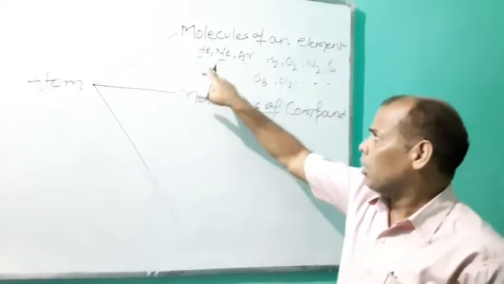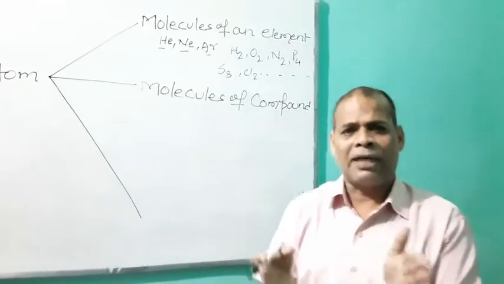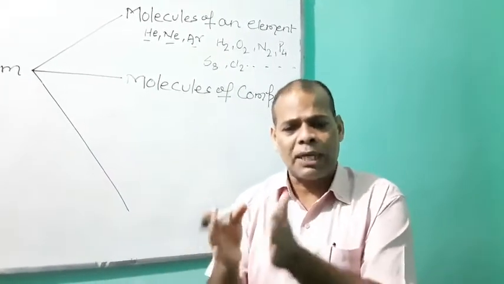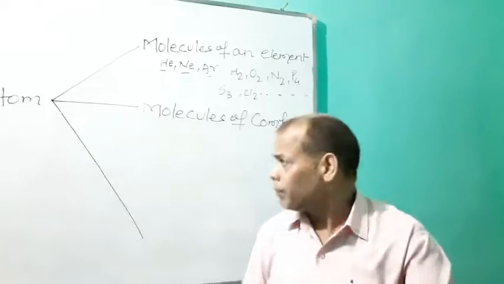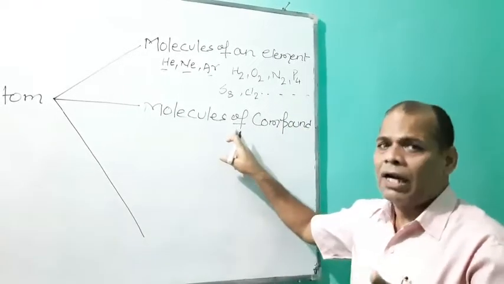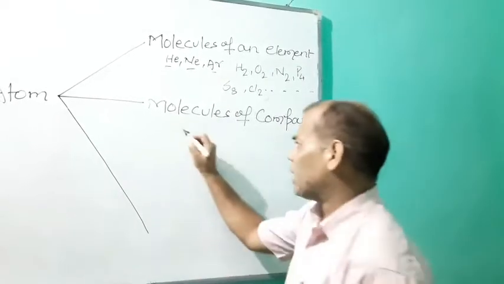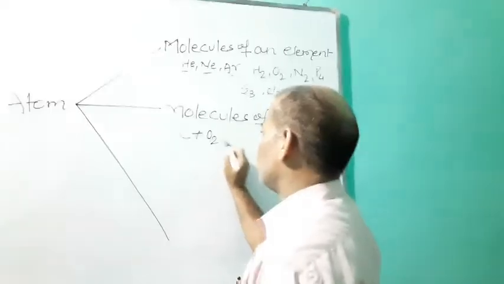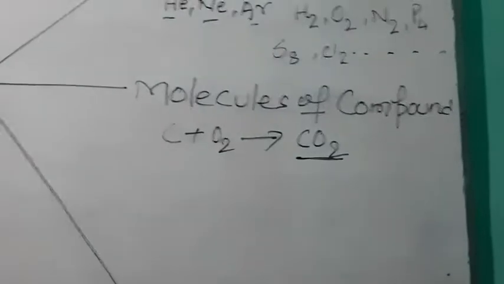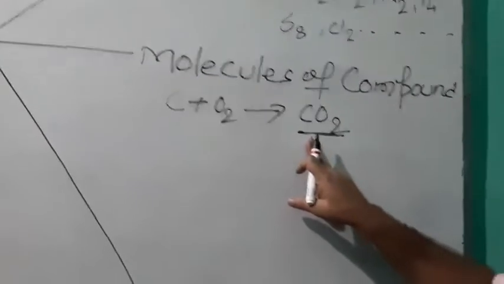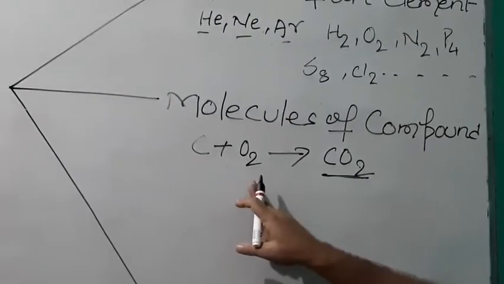Now, so far we have discussed that molecule formation takes place by the same type of atoms combined together. Now we will discuss the molecules of a compound. Here the atoms of different elements combine, like C plus O2 forms CO2. So here CO2 formation takes place by the combination of two different elements, carbon and oxygen.